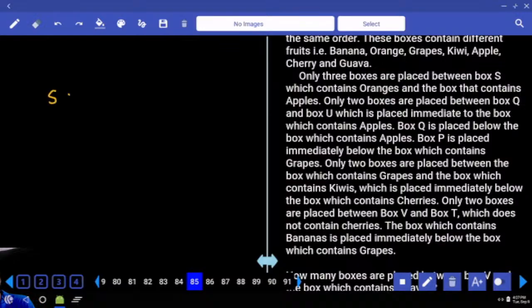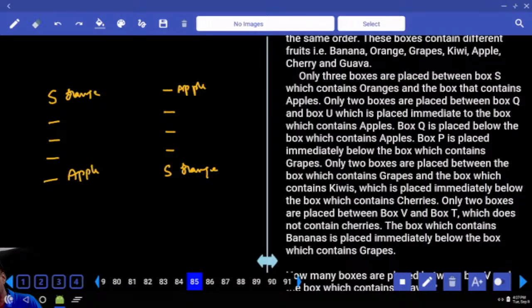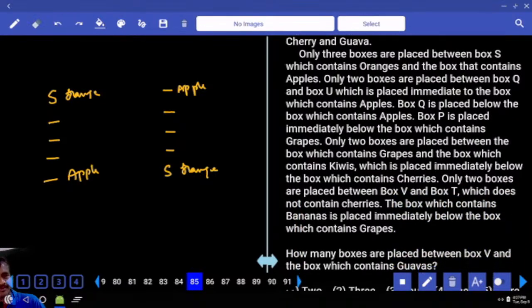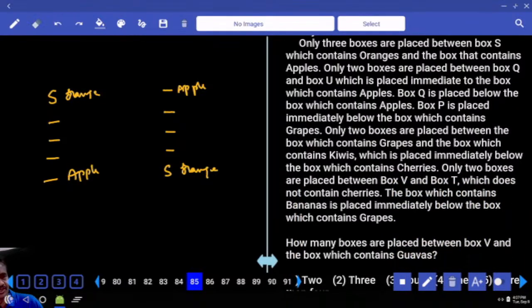If S is here, S is orange and apple, how many are there? There are exactly 3. Now this is apple. Now S is before this apple. Now in the next case, apple is here. Then between apple and S which likes orange, how many are there? There must be exactly 3. Clear? And S and orange, we are done with this one. Next one. Now how many are there altogether? 7. Then only 2 boxes between Q and U.